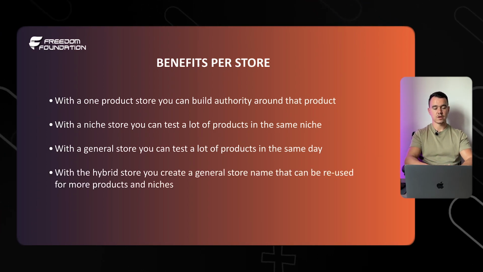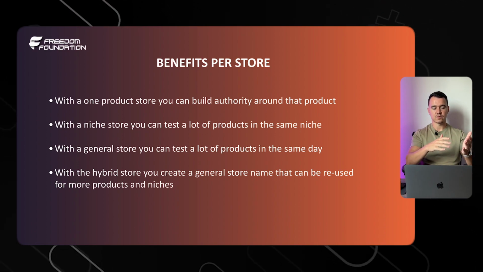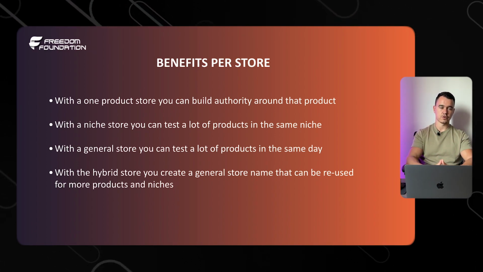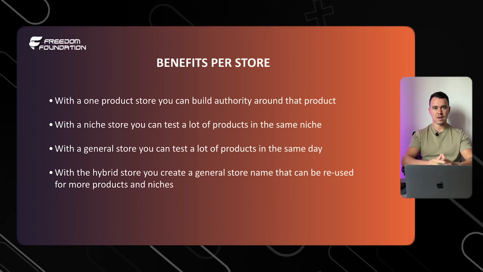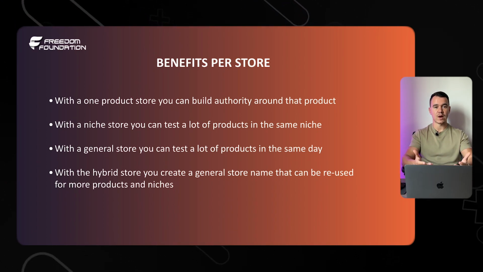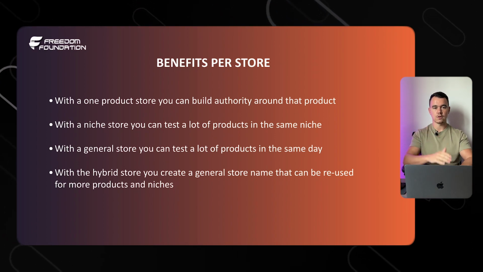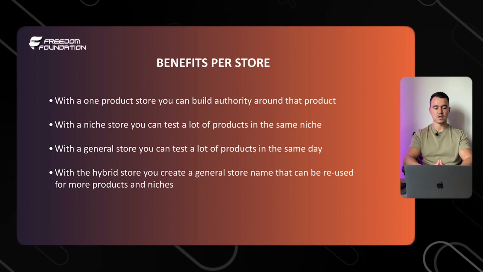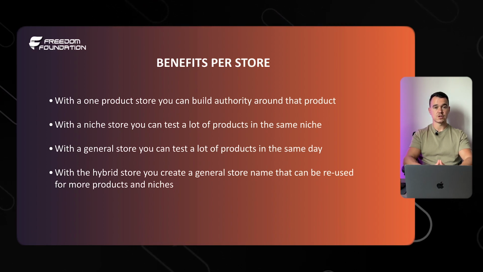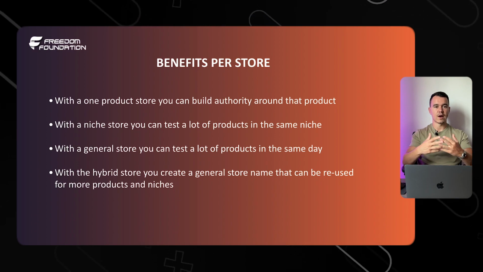Then with the hybrid store, you can create a general name that can be reused for more products and niches. Like I told you, for example, the Bleem store, you can use it for many products and many niches. You just need to rebrand it. You don't need to cancel the whole store and start from scratch again. No, I think this is a very smart way to start. But you need to do some more work on the branding and the designing.